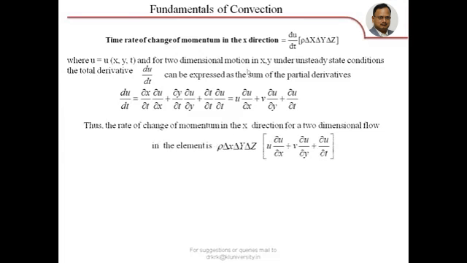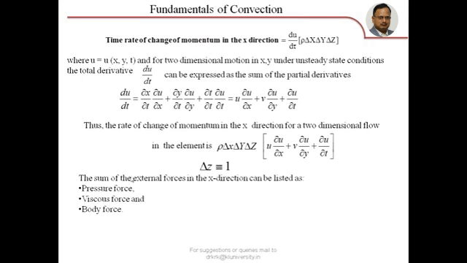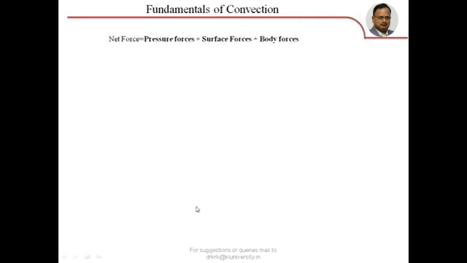Thus, the rate of change of momentum in x direction is rho del x del y del z into u dou u by dou x plus v dou u by dou y plus dou u by dou t. Let del z equal to 1, that is what we have done. And the sum of external forces in the x direction are pressure force, viscous force, and body force. The body force considered here is only weight, acting only in vertical direction, so the component of this body force in x direction is 0, so you need not consider it.